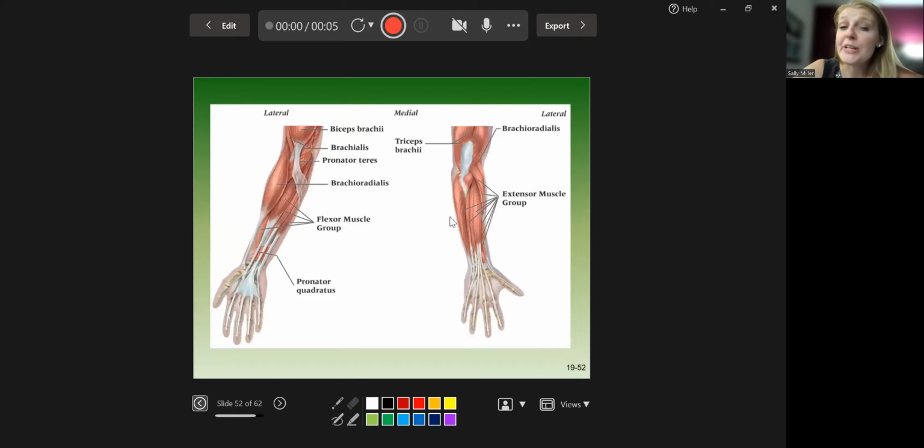So slide number 52 here, again, looking at some of the anatomy. We've already talked about this in regards to the elbow, the triceps doing a lot of your elbow extension, biceps doing elbow flexion, and then some of your wrist muscles, so the ones that allow for wrist flexion, are going to be on that medial side of the elbow, and the ones that control wrist extension are going to be on the lateral side.